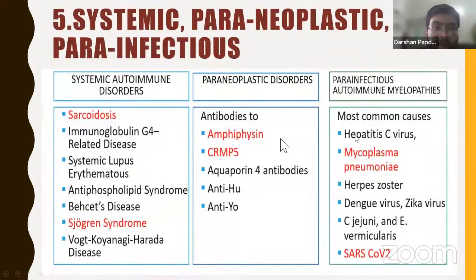Looking into systemic disorders, sarcoidosis, SLE, Sjogren's, IgG4, antiphospholipid antibodies, and Behçet's are causes that can lead to immune myelopathies. Paraneoplastic causes include amphiphysin and CRMP5 antibodies, and infectious causes such as mycoplasma, hepatitis C, and COVID virus can also lead to that.